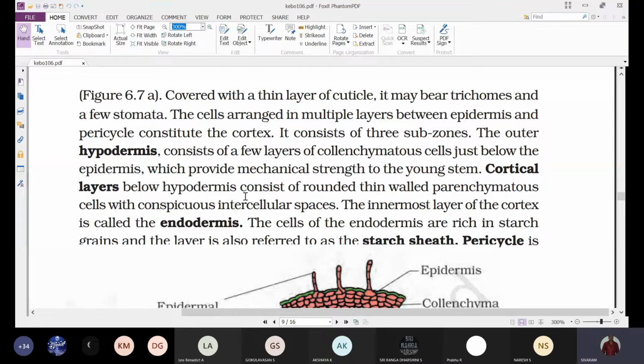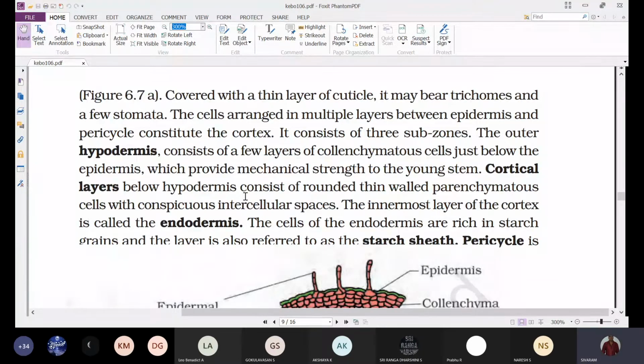So we'll find a single layered thick epidermis. This epidermis on the outer surface is covered by cuticle, and in some stems we will find multicellular outgrowths called trichomes. A few stomata are also present.